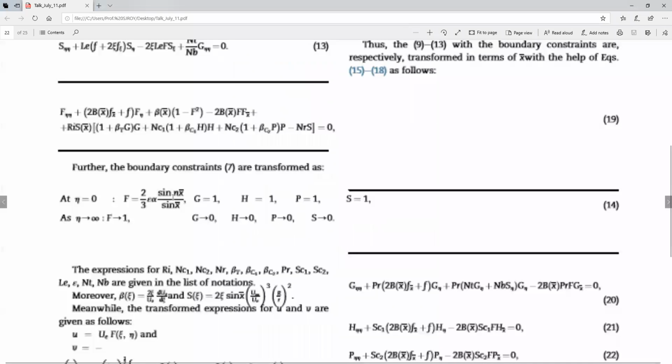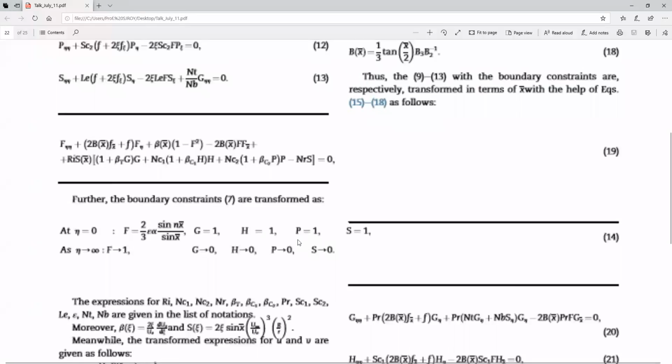5 equations: 1, 2, 3, 4, 5. A set of 5 equations. 5 into 2, that is 10 conditions. 10 boundary conditions. Okay.